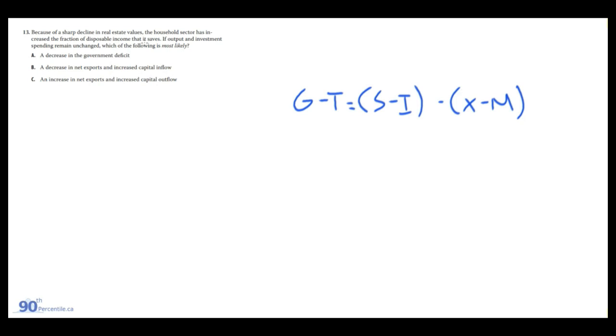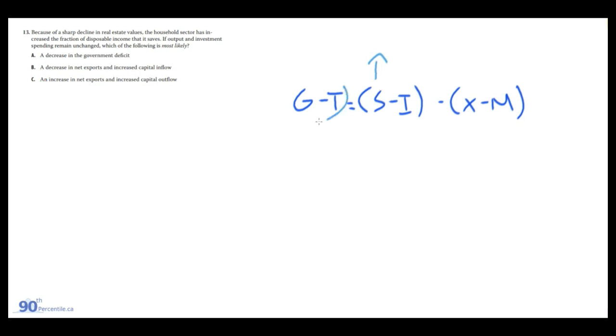Because of a sharp decline in real estate values, the household sector has increased the fraction of disposable income that it saves. So we're using the same kind of formula here. If output and investment spending remain unchanged, which of the following is most likely? So we have savings going up and everything else, like I said, is remaining unchanged. So how are we going to equate this equation again to make both sides equal?